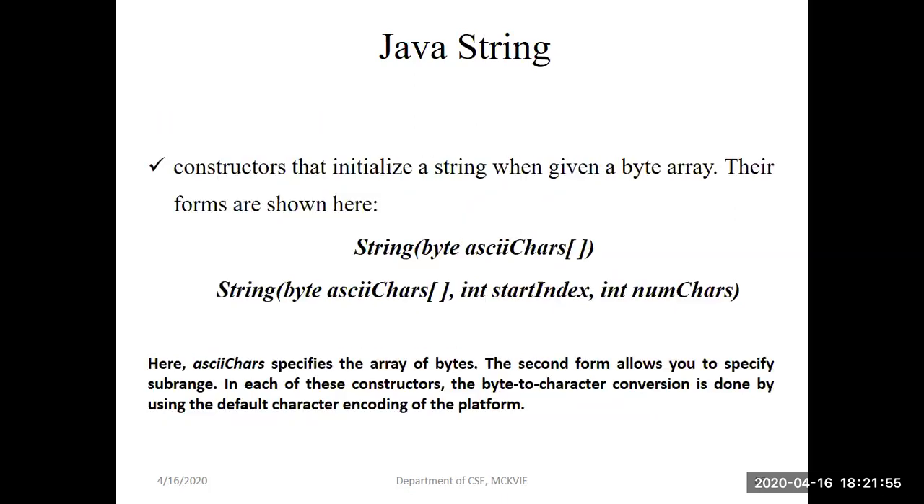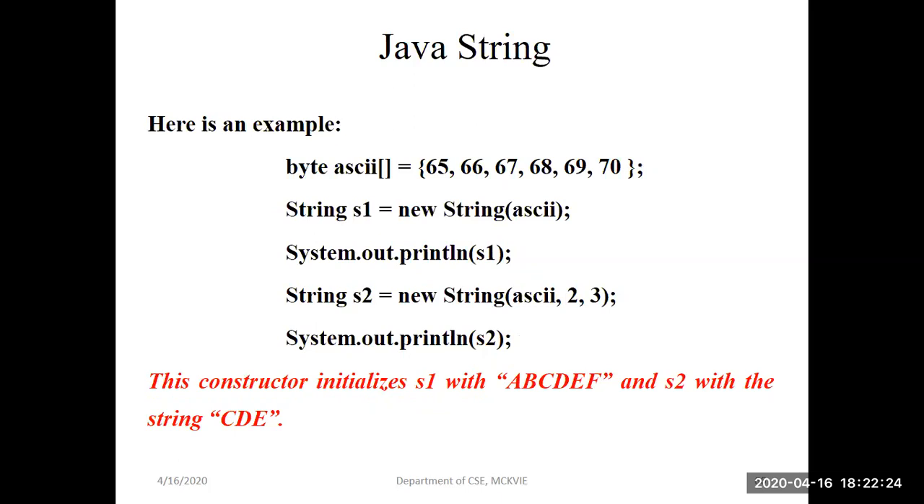That is done by Java itself. You don't have to do anything. This conversion from ASCII to character is done by the default character encoding of the platform, so you don't have to do anything extra for this conversion. Fine. So instead of a character array, we can pass a byte array, and we can use the sub-ranges concept here also. That is the main thing. Now this is an example: 65, 66, 67, 68, 69, 70.